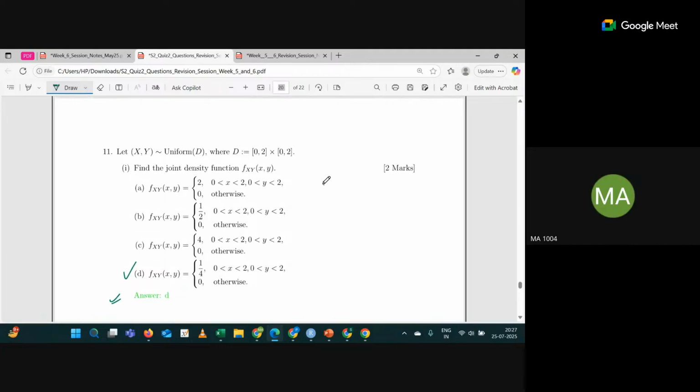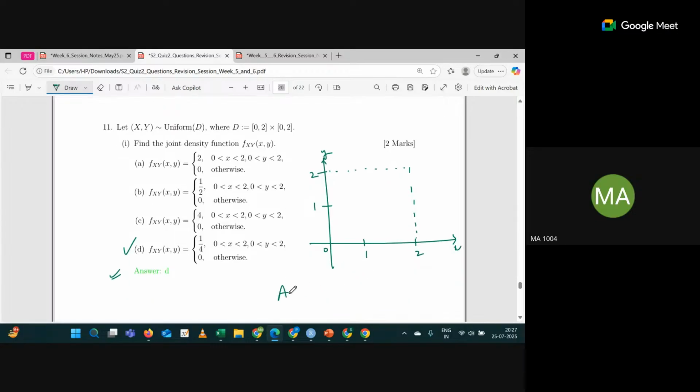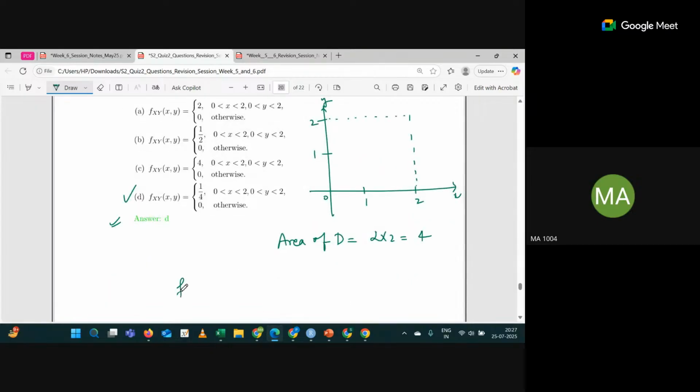Okay, so how will you draw? First of all, this is x, this is y. Suppose this is 0, 1, 2, 1, 2. So x is 0 to 2, y is also 0 to 2, right? That means this part. So what is the area of D? This will be 2 into 2, which is 4. So what will be the joint density f of x, y? This is nothing but 1 upon area of D, which will be 1 upon 4. That's all. Simple. Clear?